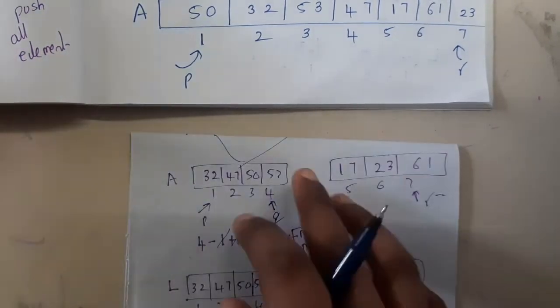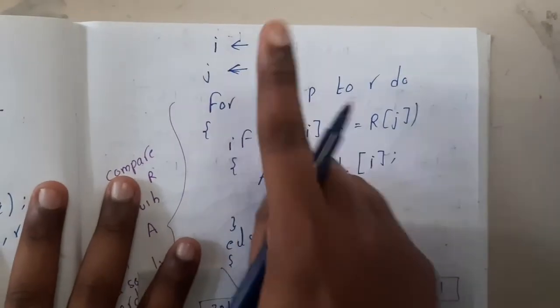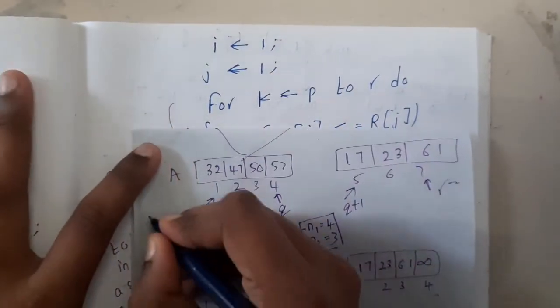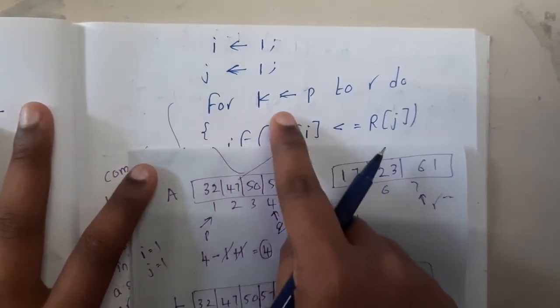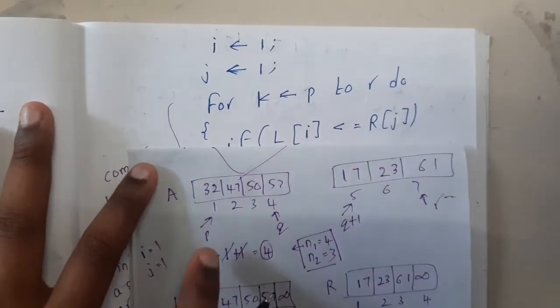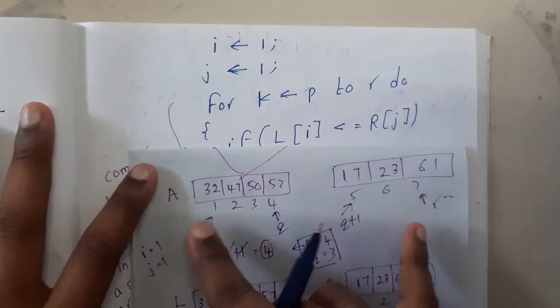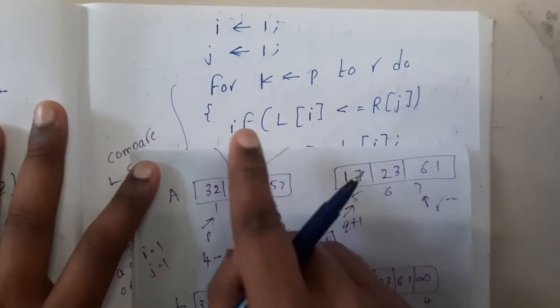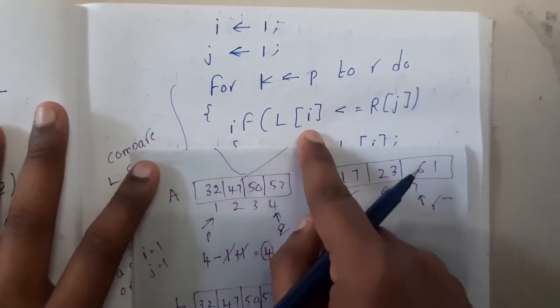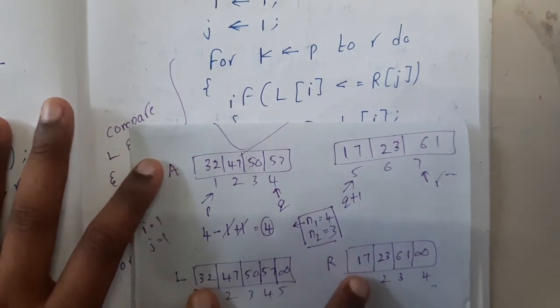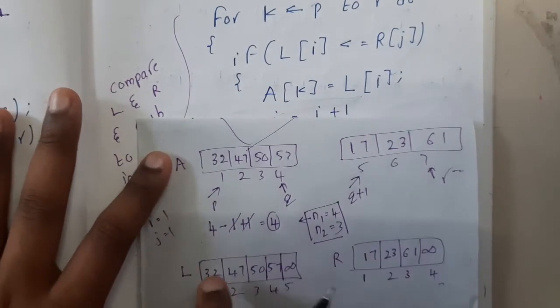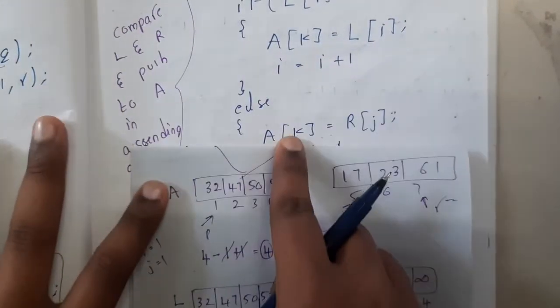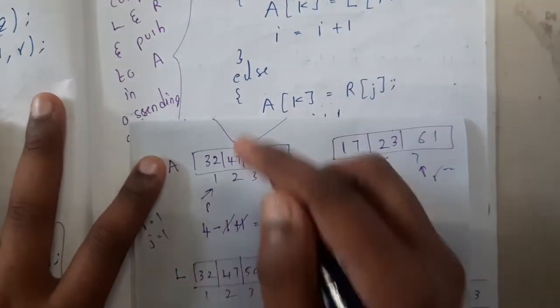Now you assume I equal to 1, J equal to 1. Let me write those I and J values. Now you start running a loop for K from P to R, so basically from 1 to 7. You check if L of I, that is L of 1, is less than or equal to R of J. You are comparing the first two elements to see whether this element is less than that one. If this is less, you push this element. If it is not less, you push the right element, so we push this right element into this array.